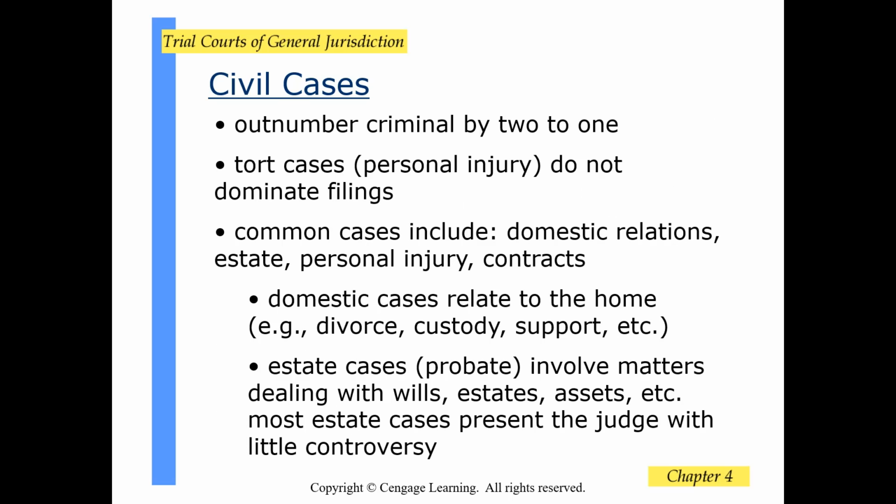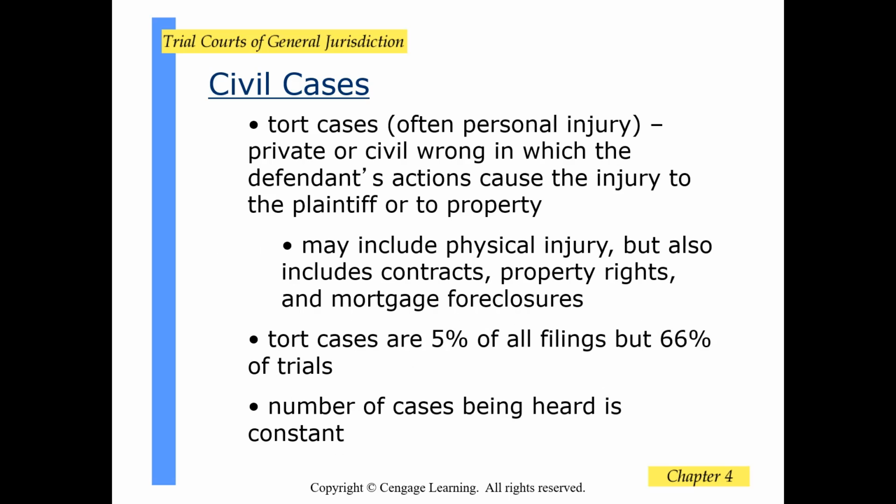These courts also handle civil cases. Civil cases outnumber criminal cases by 2 to 1. Most of those are tort cases or personal injury cases. Common cases include domestic relations, estate issues, personal injury, and contract disputes.